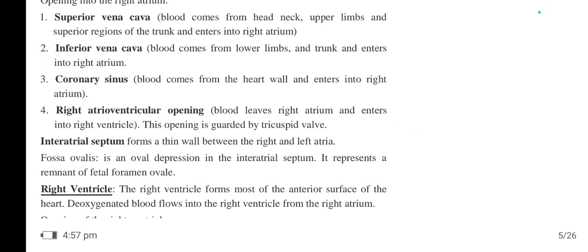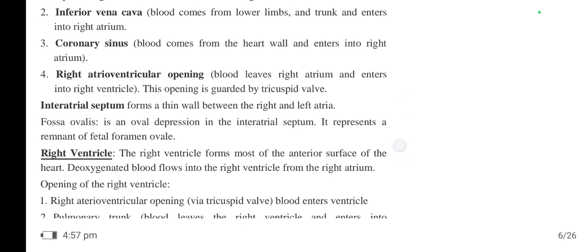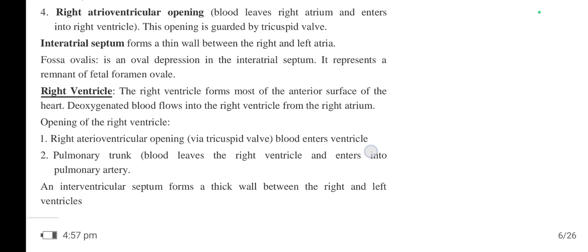Both will open into the right atrium. Coronary sinus: blood comes from the heart wall and enters into the right atrium. Right atrioventricular opening: blood leaves the right atrium and enters into the right ventricle. This opening is guarded by the tricuspid valve.